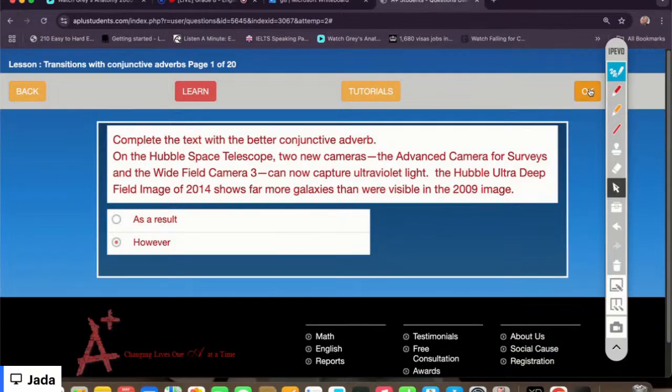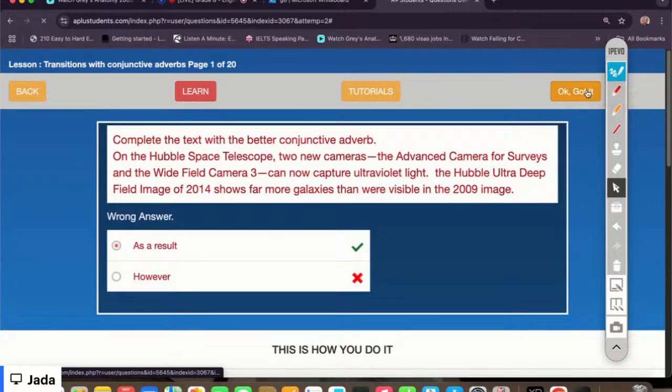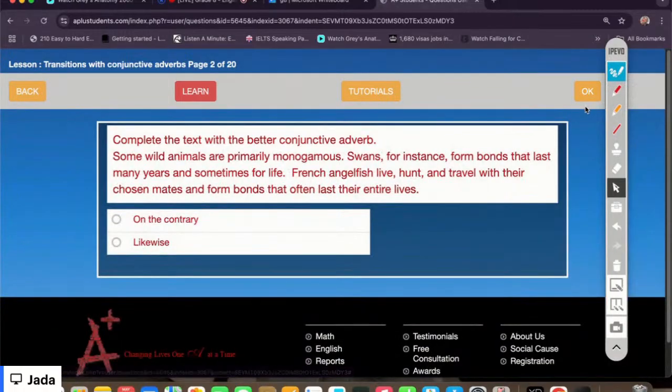So we have however, but then if you say however, it is wrong. We need as a result as the right one, not however. Okay?